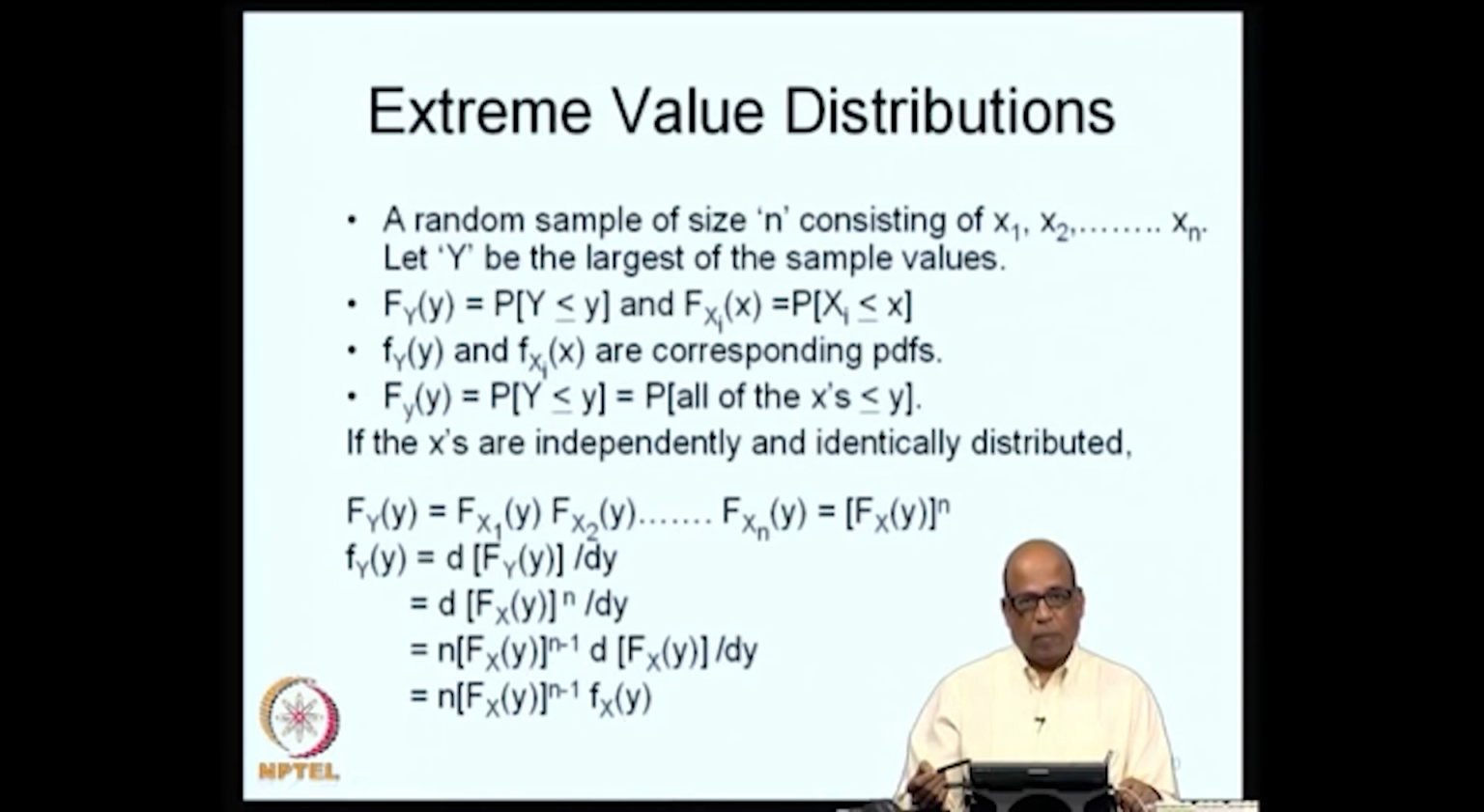So, this is an important conclusion: what we did for the maximum values can also be done for the minimum values, and it can be seen that for the extreme values, both maximum as well as minimum, the distributions will depend on the sample size as well as on the parent distribution from which the sample has been drawn.